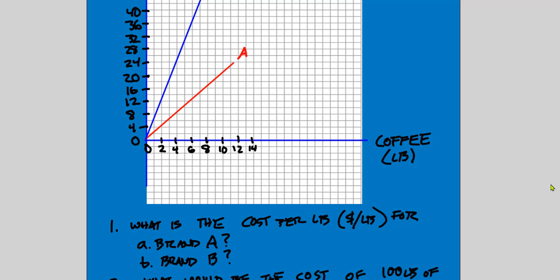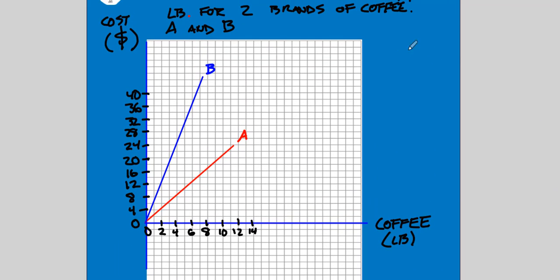So what is the cost per pound for brand A? Well, notice cost per pound is the vertical change over the horizontal change, and in this case that's going to be dollars per pound. So actually this will be the slope of these lines. So let's start. We know we're at 0, 0. That's the easiest thing to do here. Look at the blue line, it doesn't really quite go through 8 there, but it does appear to go through the point (2, 12).